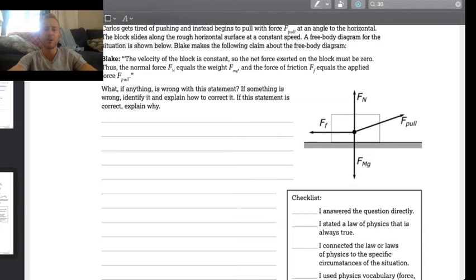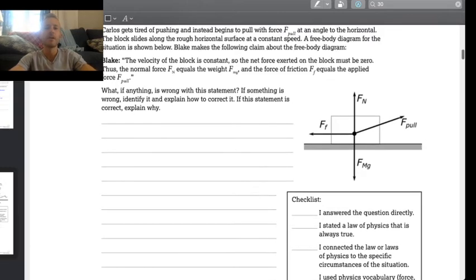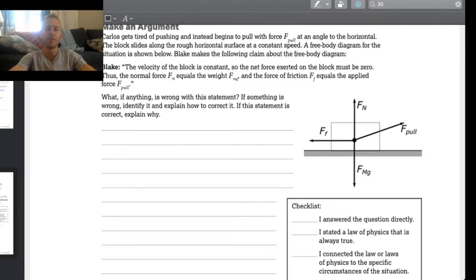The velocity of the block is constant, so the net force exerted on the block must be 0. That is correct. Thus, the normal force equals the weight force, and the force of friction equals the applied force. What, if anything, is wrong with this statement?